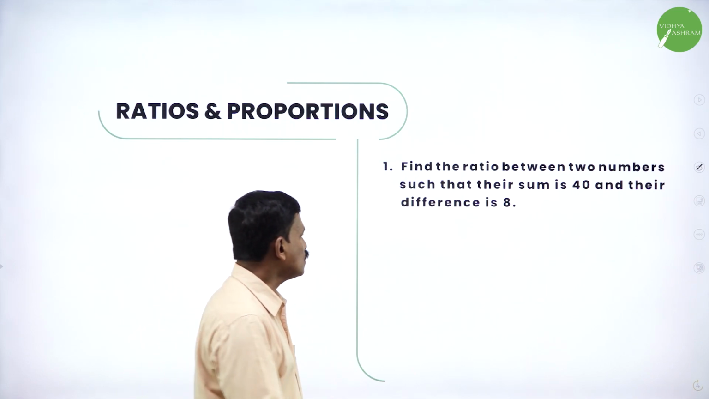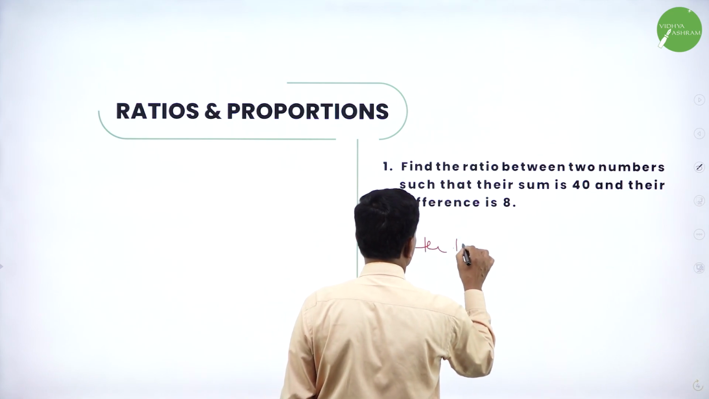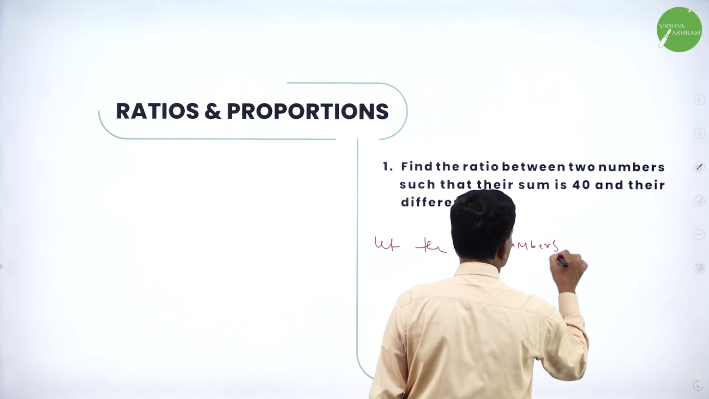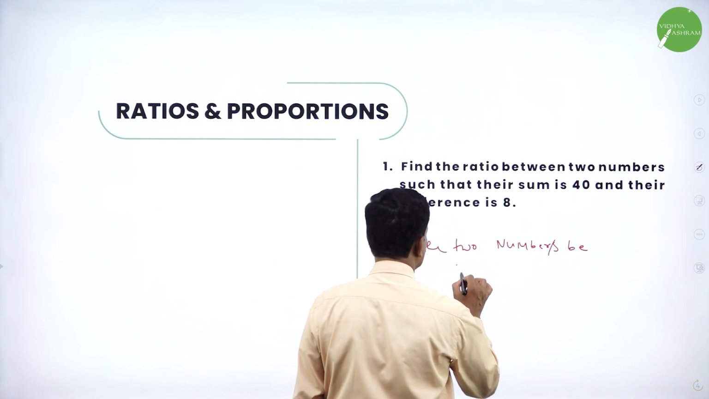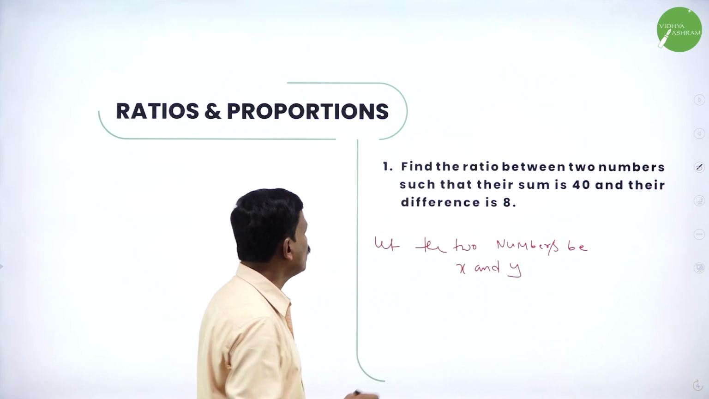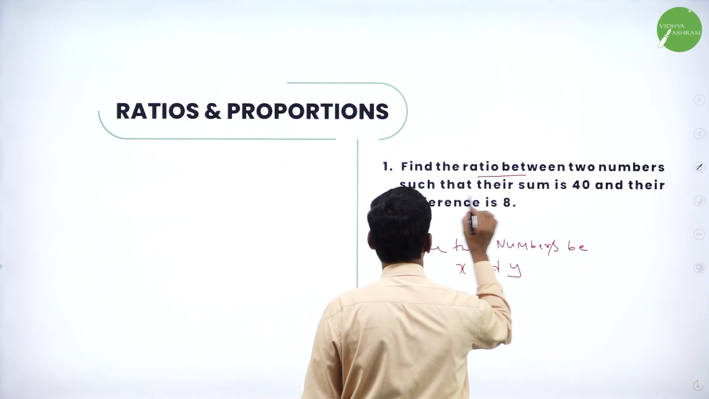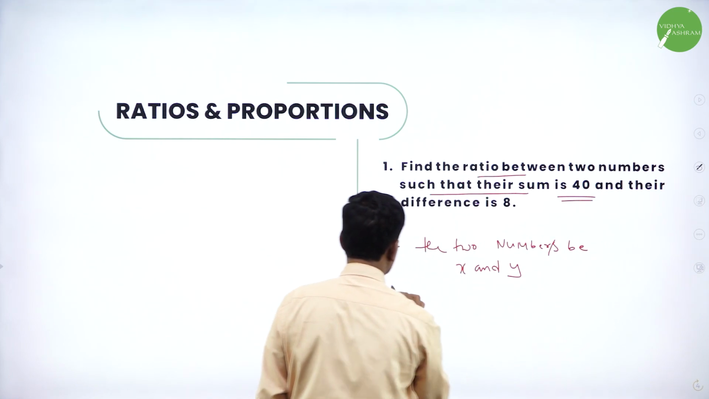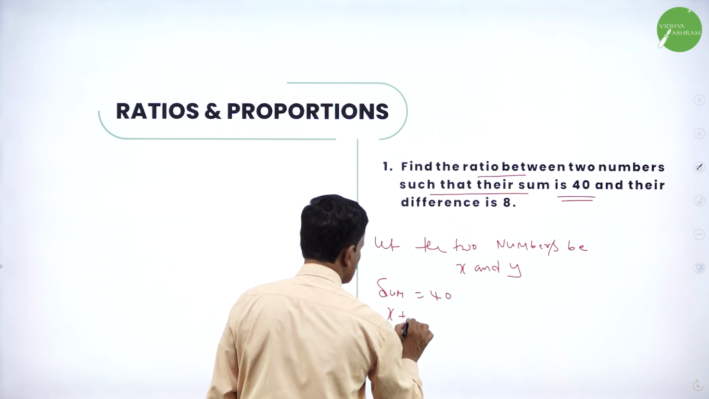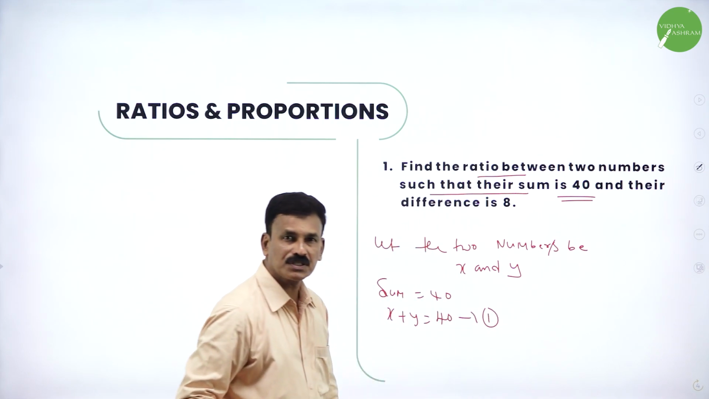Okay. Now let the two numbers be X and Y. What is given? Find the ratio between the two numbers such that their sum is given. Sum is equal to 40, which means X plus Y is equal to 40. Let us represent this as equation number 1.